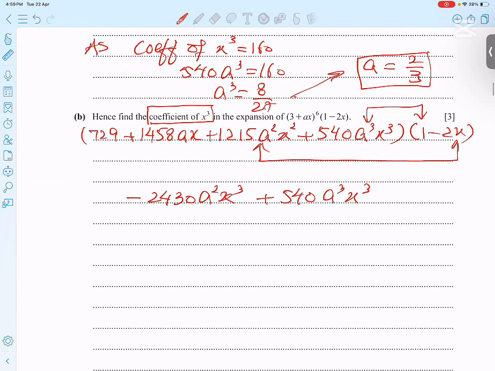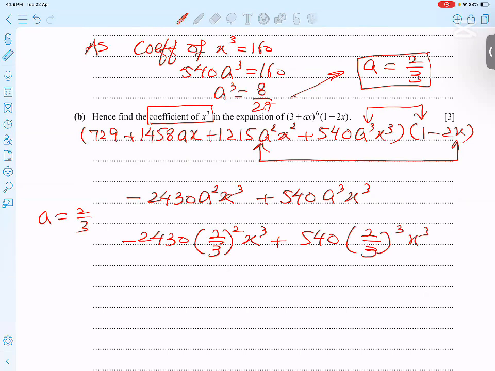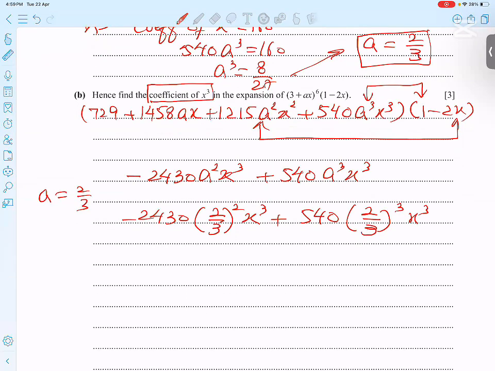Okay. Now I'm replacing. First of all, I'm writing. Let me check. Yeah, correct. Now I'm replacing each value a by 2 over 3. 2430, and here 2 over 3 to power 2, and x cube I'm keeping as it is. And same here 2 over 3 to power 3, x cube as it is. So I have to multiply this with 4 over 9, and I'm getting here 1080.